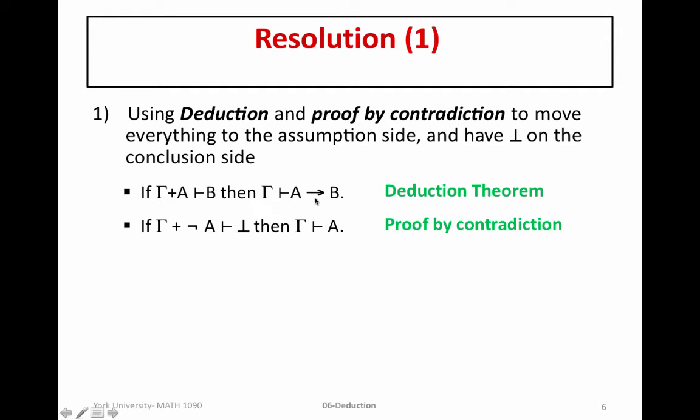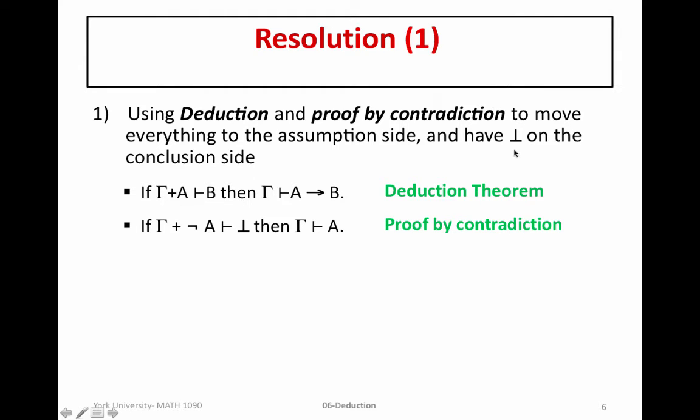Once we have removed all of the arrows, we're left with some well-formed formula we're trying to prove. And remember from the last video, proof by contradiction says when we're trying to prove a theorem, we can assume the negation. So take the negation of what we're trying to prove and assume that. So move it over to the other side and derive a contradiction, so to derive bottom. So this is how we move all of the well-formed formulae that we're trying to prove to the assumption side and have only bottom on the conclusion side.